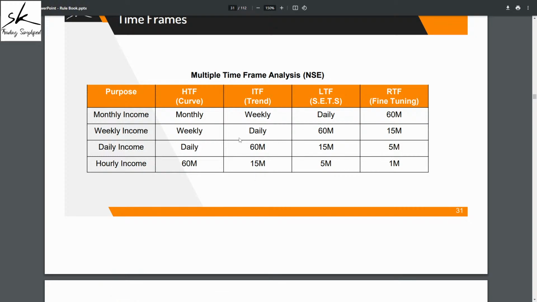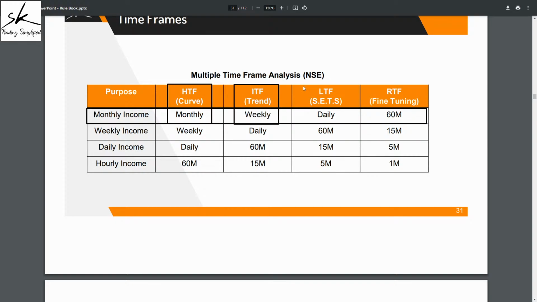Like in this example, I want to plan monthly income trades. So as a monthly income trader, now I know my time frames will be monthly, weekly, daily, 60. Monthly will be the higher time frame, which is used for curve analysis. Weekly will be the intermediate used for trend analysis. Lower time frame is daily. That is where we get our SETS from. SETS stands for stop loss, entry, target, and size.